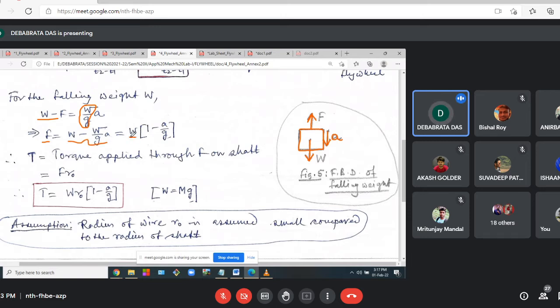Take W outside: W into 1 minus A by G. A you have already calculated as twice H by T1 square. G we know, 9.81. And W is given, 12.8 into 9.81. So what is the torque applied through F? That is F into R naught, that is W R naught into 1 minus A by G. So the torque we can calculate. A we know, G we know, R naught we know, W we know.